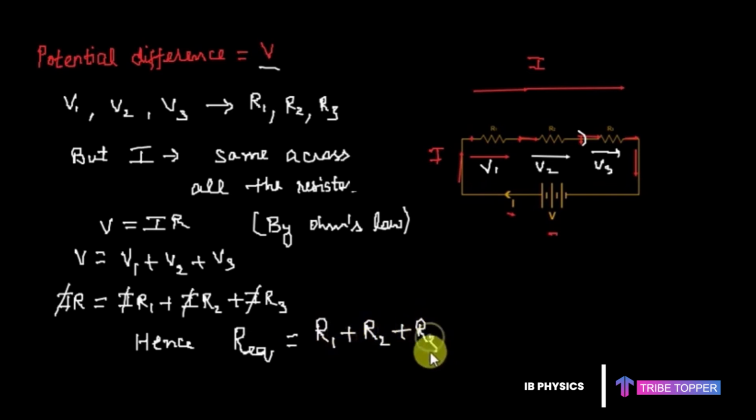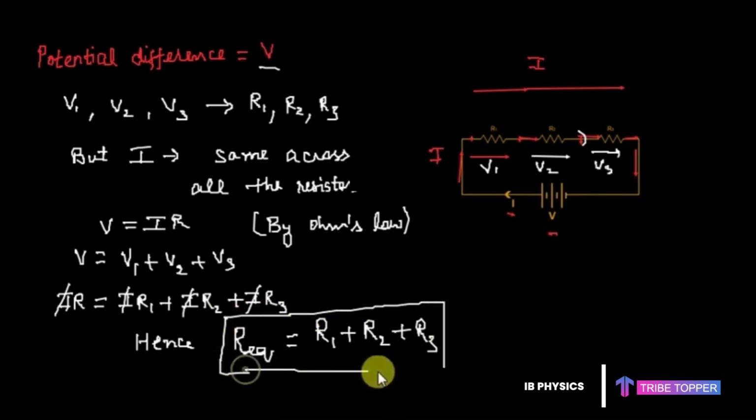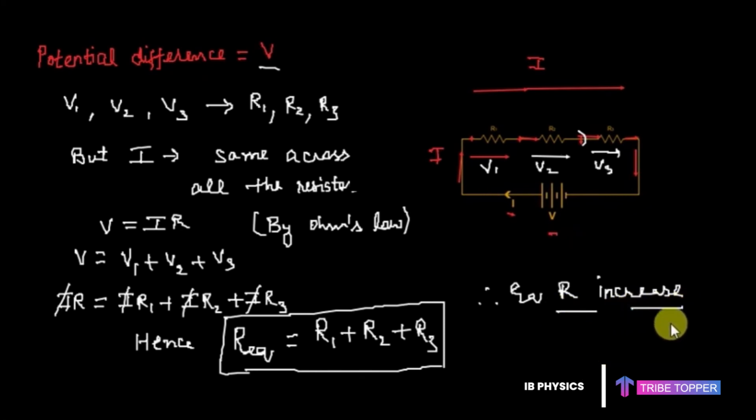So if there are three resistors connected here, R1, R2, R3 just get summed up. Hence we would say the net or equivalent resistance increases. If you want to increase the resistance of a circuit, to control the amount of current flowing and have a lesser amount of current flow through a circuit, we would connect all of them in series, and that would increase the overall resistance of the circuit.